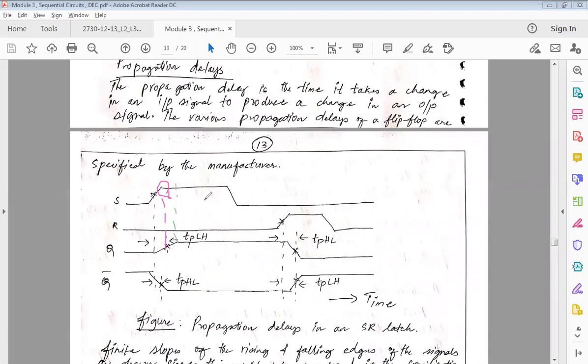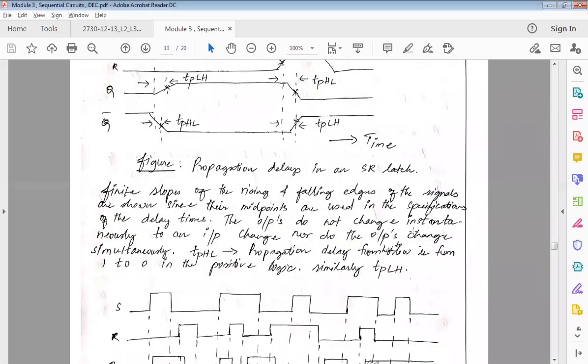At this point, I'm getting the high value. So there is a shift that has happened, okay? And that is nothing but called your propagation delay. Clear, students? Yes, sir.